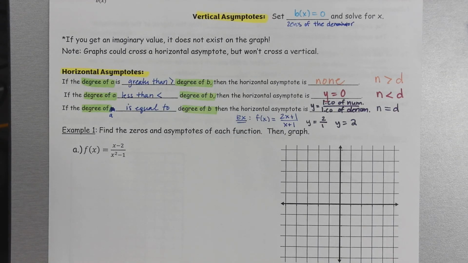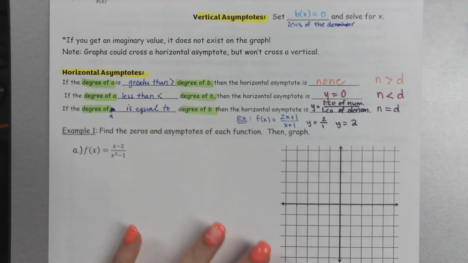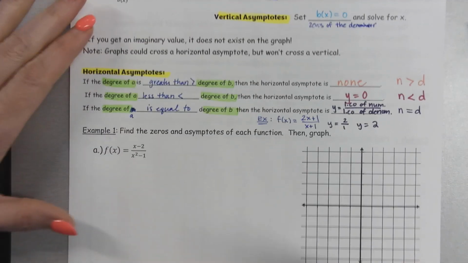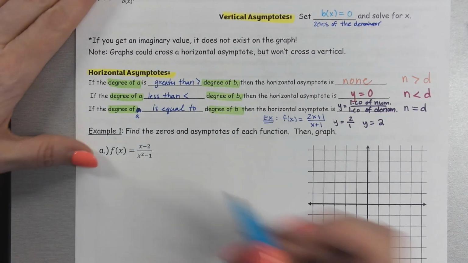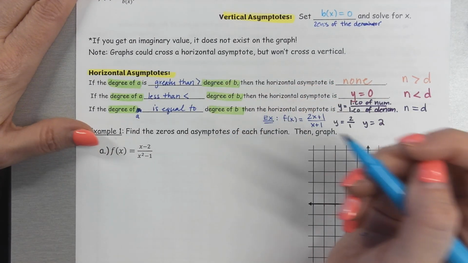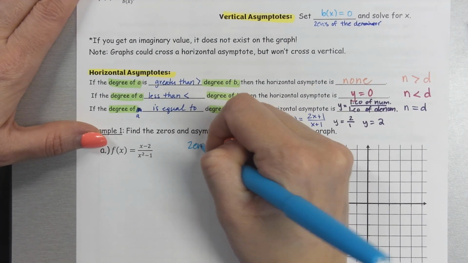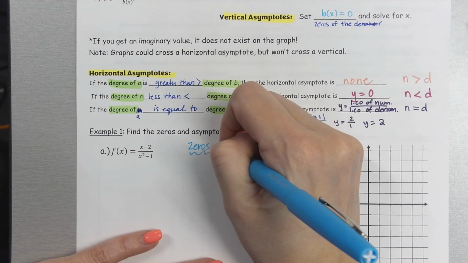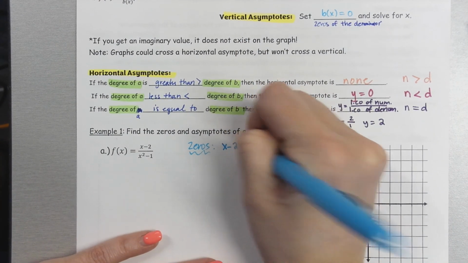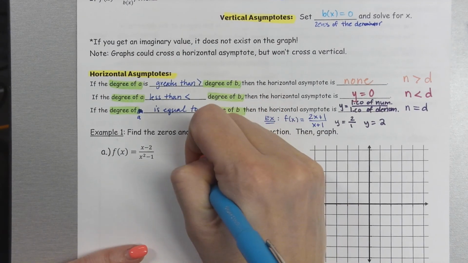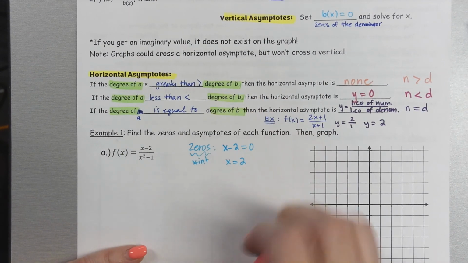All right, let's see how we did. I asked you guys to find a few things. I asked you to find the zeros and the vertical asymptote. When you find the zeros, that is the numerator equal to 0, and then you solve. If this is a 0, remember that is an x-intercept.